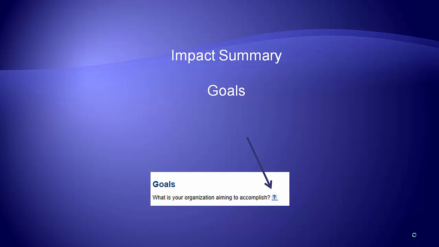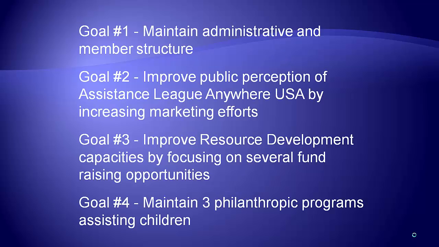Next, we move to the Goals subsection and also pull out your strategic planning document. Notice the blue question mark. Hover over the question mark and a help box comes up with more information. A chapter's strategic plan has goals. You can insert the goals from the strategic plan here.